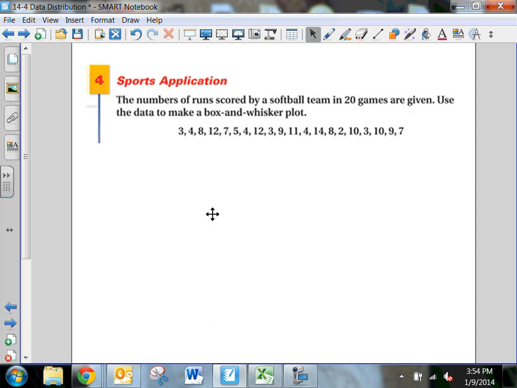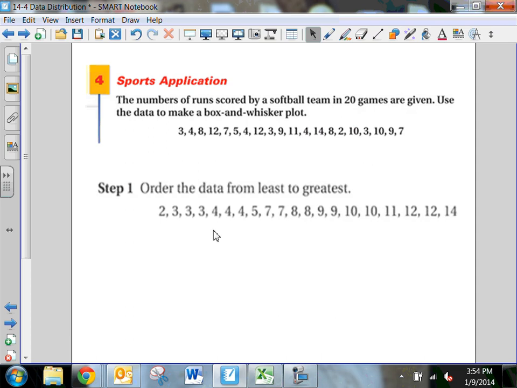Okay, so you have the number of runs scored by a softball team in 20 games that are given, and so let's use this data to make a box and whisker plot. Okay, so the very first thing you're going to do to make a box and whisker plot is to order the data from least to greatest, and that's what we've done here. We have 2 all the way up to 14 runs that they've scored.